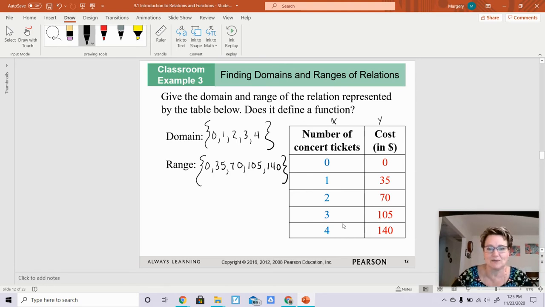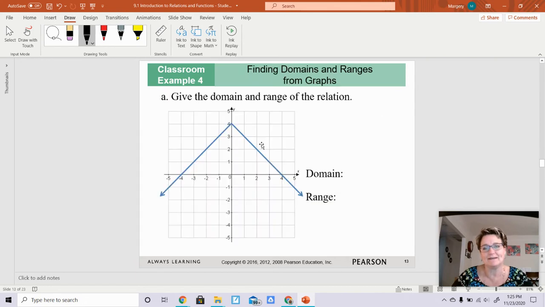No stress whatsoever. If I were to ask you if this was a function or not, you would say yes, because I have a 0, 1, 2, 3, and 4. That's letting you know that the X value does not repeat, so it is a function.